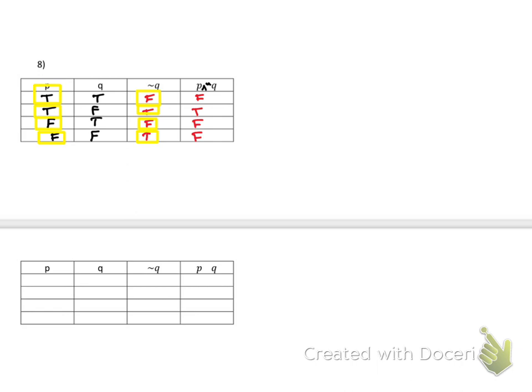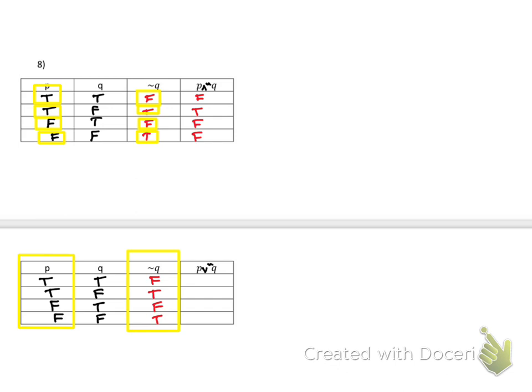The next one right here, this is an or and the negation of Q. So again, we've got true, true, true, false, false, true, false, false. And so the negation of Q is the opposite. So that'll be false, true, false, true.